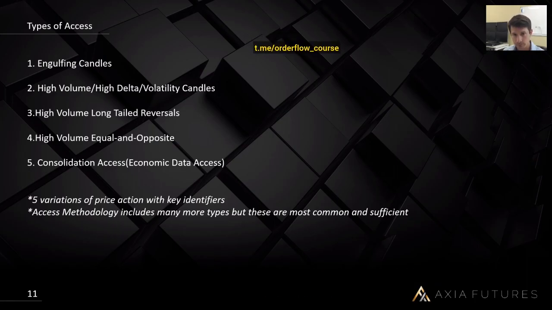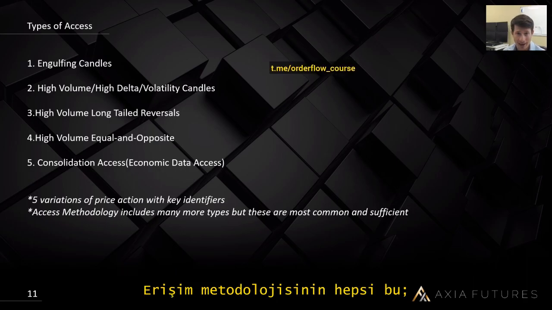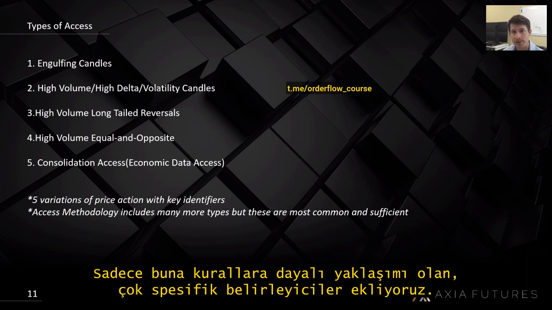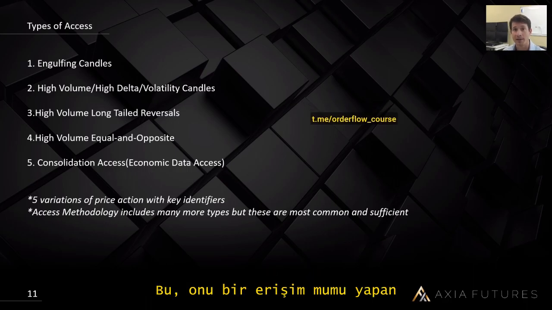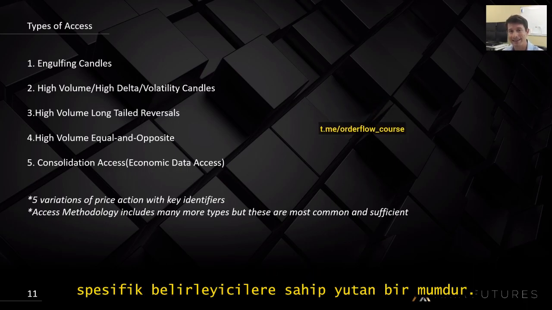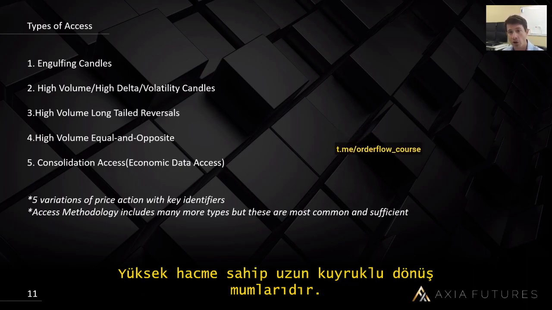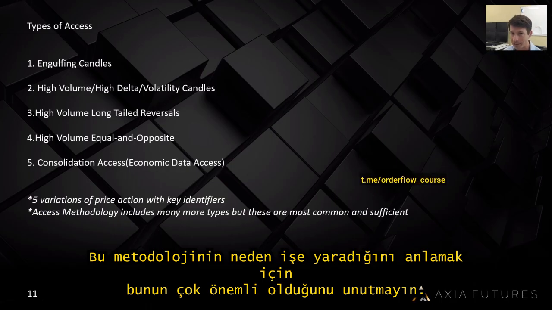Now note, I'm going to teach you 5 variations of this price action. That's all access methodology is. It's a type of price action, except we attach very specific rules-based identifiers to it. In other words, it's not just an engulfing candle. It's an engulfing candle that has specific identifiers that make it an access candle. Right? It's not just long-tailed reversals. It's long-tailed reversal candles with a high amount of volume, because we need the volume to confirm the mass participation. Right? Don't forget that. That's crucial to understanding why this methodology works.